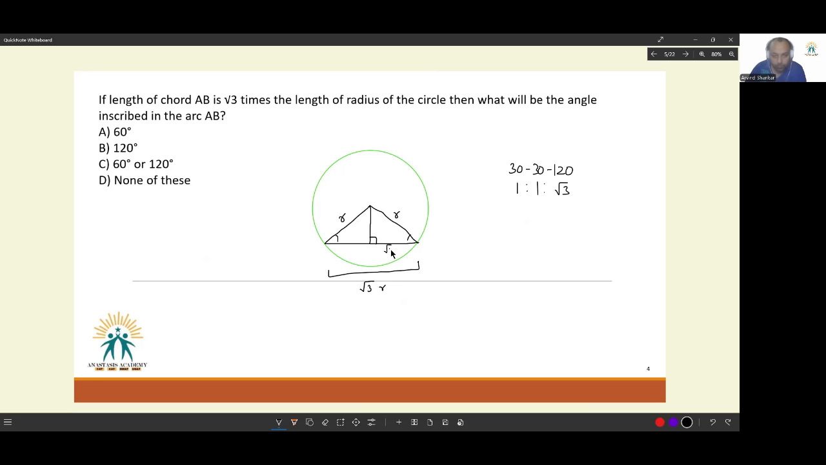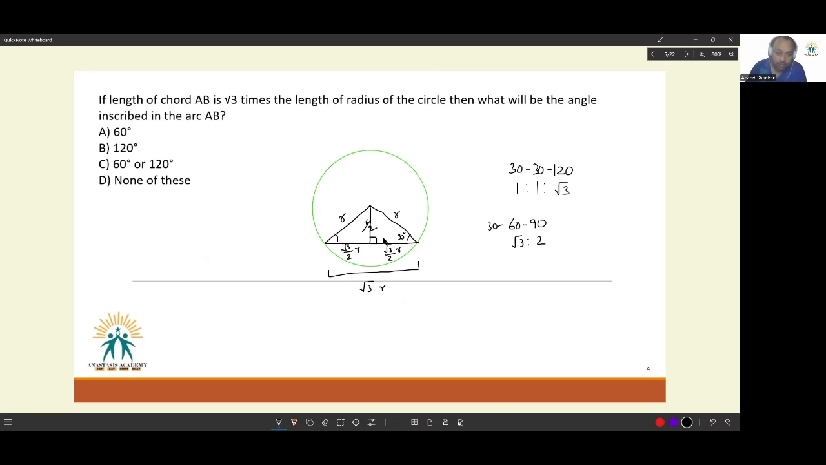This will be root 3R by 2. And then perhaps the 30, 60, 90 triangle will come to your head, because look at these two sides. They are in the ratio root 3 is to 2. So this length here must be R by 2. R by 2, root 3 by 2R and R, the 30, 60, 90.